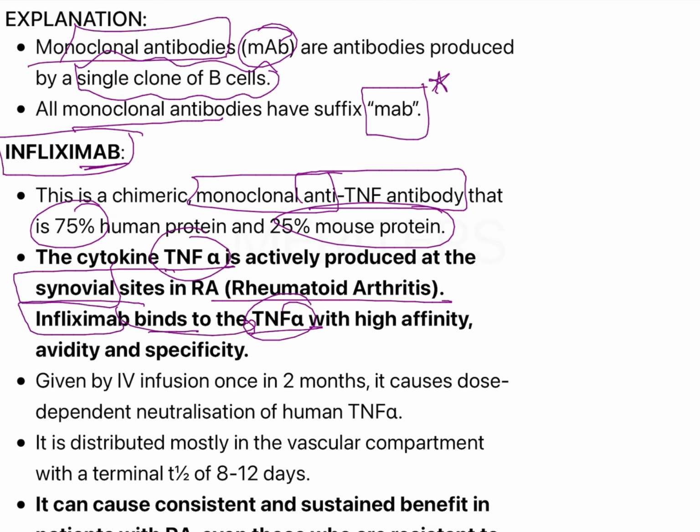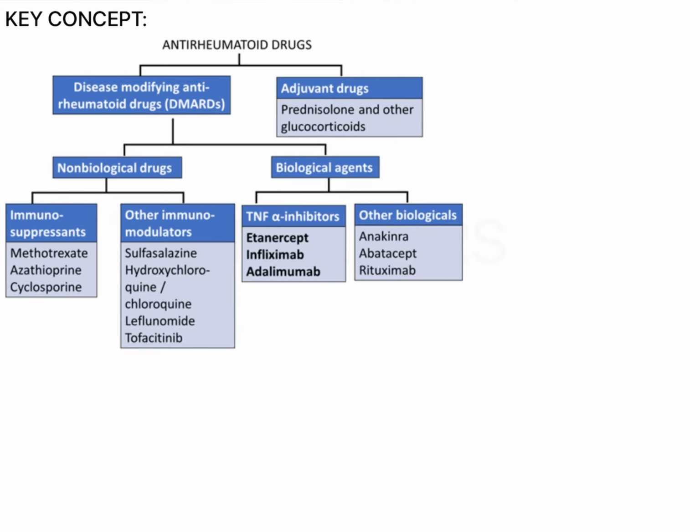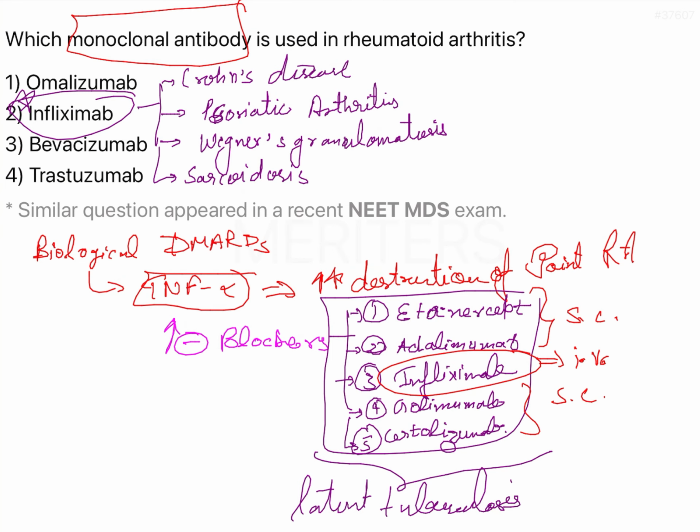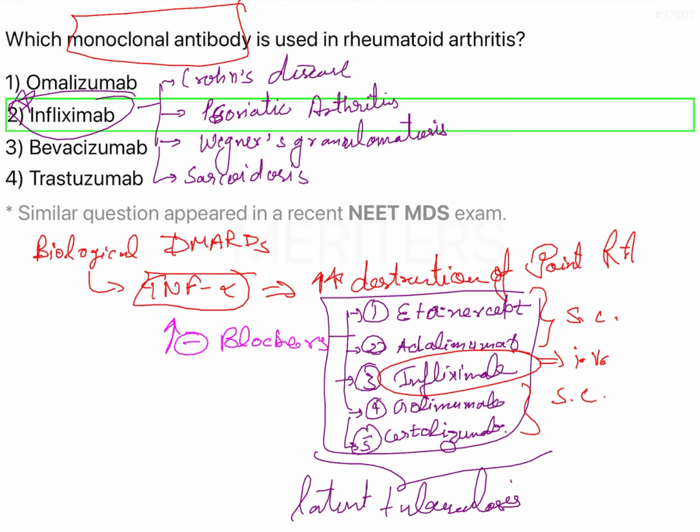caused by TNF alpha. So yes, if we just see the anti-rheumatoid drugs, the non-biological drugs and biological drugs, inside the biological drugs you'll see the TNF alpha inhibitors, that is etanercept, infliximab and adalimumab. These are certain important options, and if we go back to the question, we have our short answer, that is infliximab, as the correct answer for the monoclonal antibody that is given in rheumatoid arthritis, and it acts as the anti-TNF alpha drug.